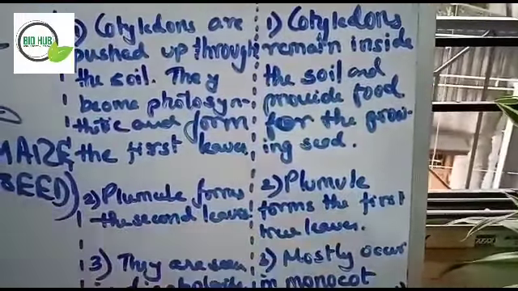I think you have understood what a seed is, the parts of a seed, what germination is, the two types of germination, and the differences between hypogeal and epigeal germination. So with this we complete the flower chapter.